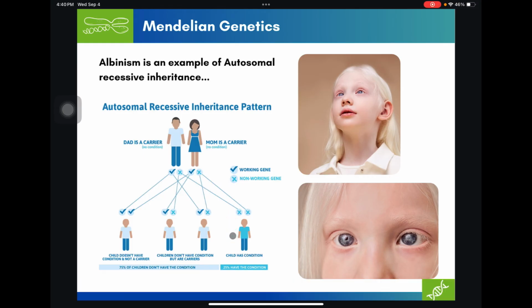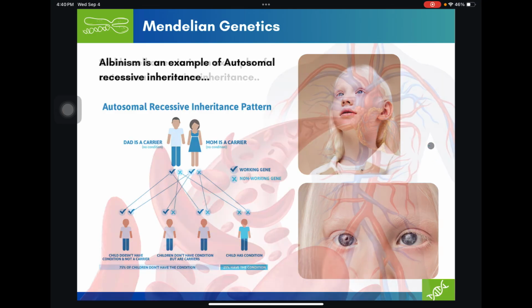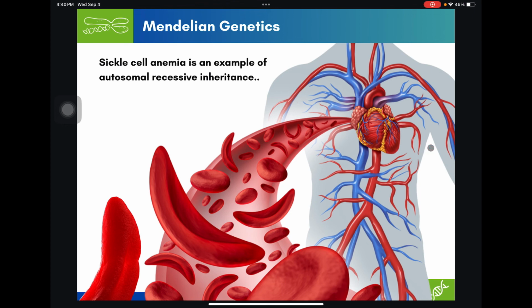Like this one, albinism is an example of an autosomal recessive inheritance. Sickle cell anemia is also an example of autosomal recessive inheritance. But back in our first lecture, this can also happen because of genetic mutations, not only inheritance. Remember that some of the amino acids during our first lecture were modified, and it also led to sickle cell anemia. Sickle cell anemia may also be a result of an autosomal recessive inheritance.